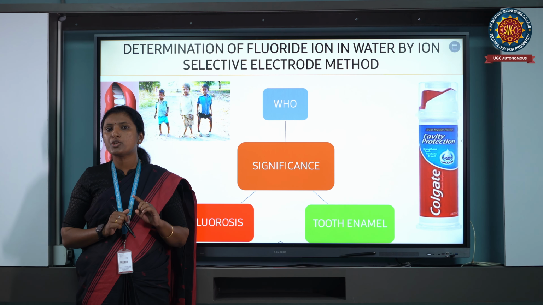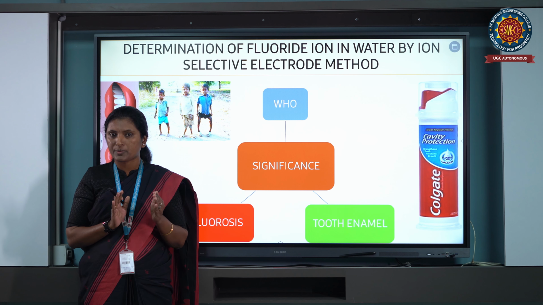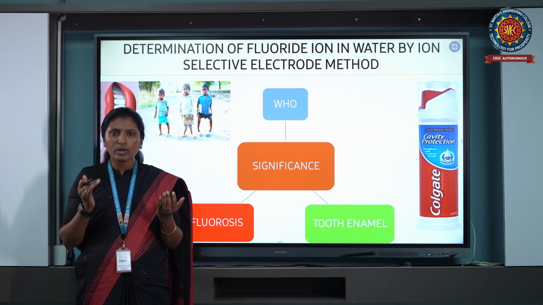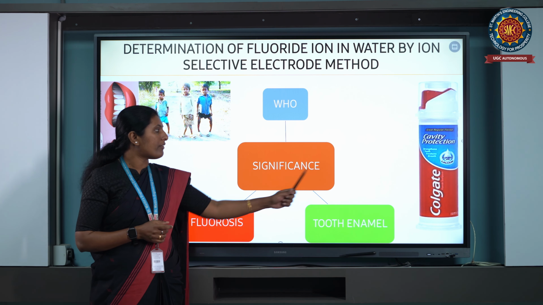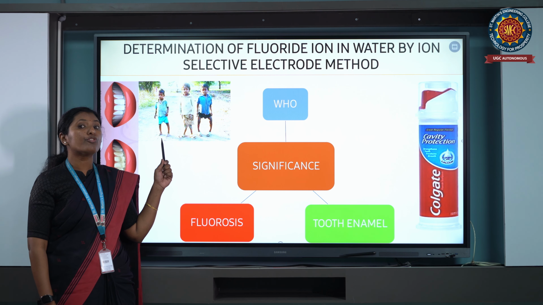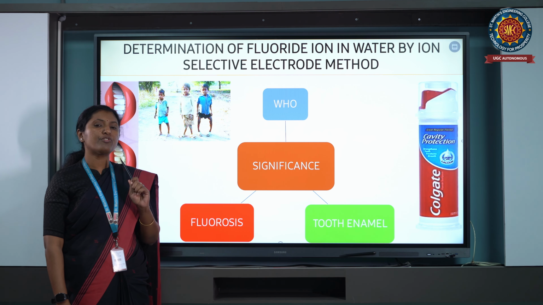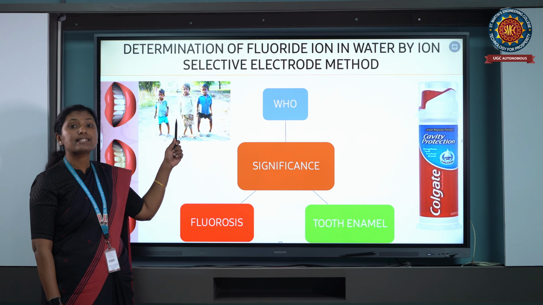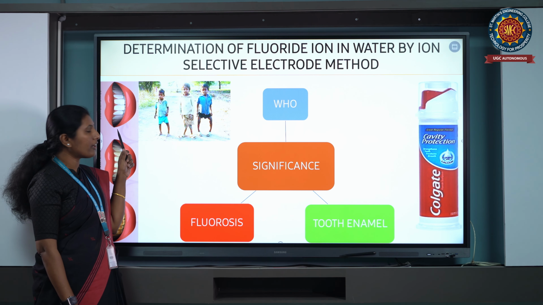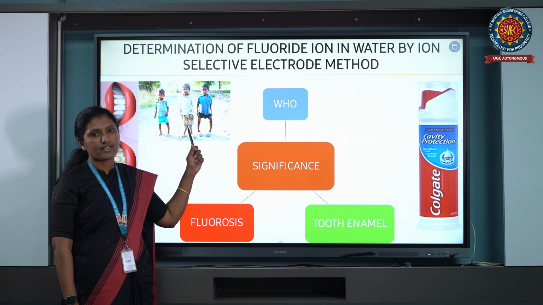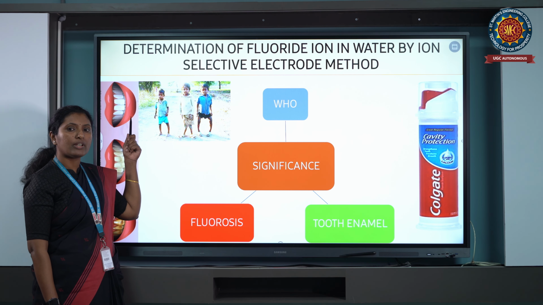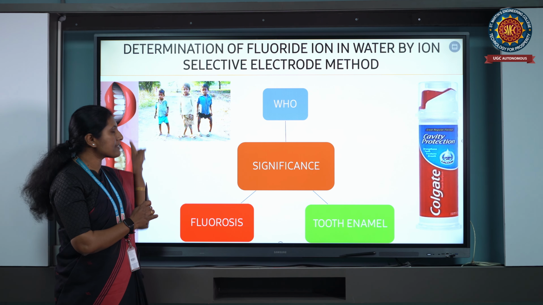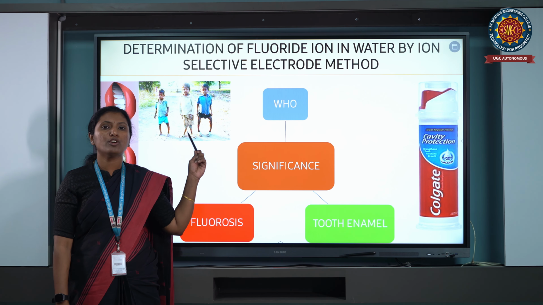But I already explained to you, it should be within the permissible limit. If it is beyond the permissible limit, and we are drinking that water for a long time, it will lead to some problem. What is the problem? That is fluorosis. Different types of fluorosis are there. This is dental fluorosis, and the next one is skeletal fluorosis. Compared to dental fluorosis, skeletal fluorosis is more dangerous. You can observe here, this is the mild one, this is the moderate one, and this is the heavy one. So this is dental fluorosis and this one is skeletal fluorosis.